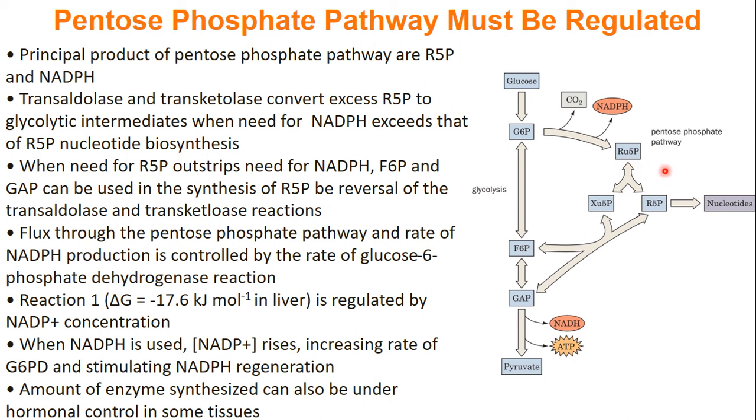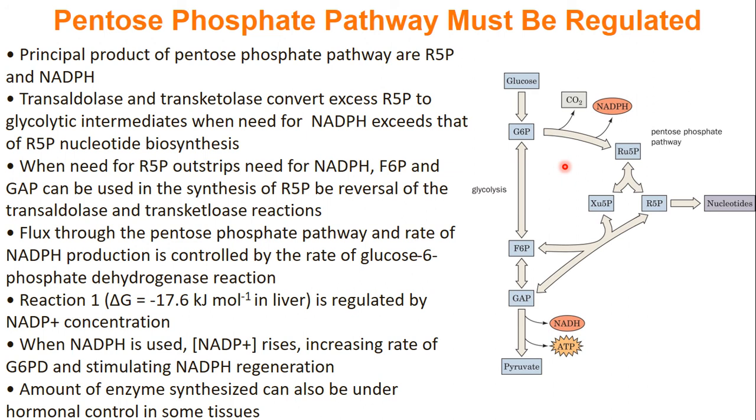However, if we really need to make nucleotides, this F6P and GAP can then just be recycled, as is what's being shown here. So R5P will be made into nucleotides. This XU5P can just be recycled to make F6P and GAP, which can go back to make G6P, which can be made to Ru5P. So we can keep making nucleotides by just doing this cycle. And really the flux of how we go through this pentose pathway and the rate of NADPH production is controlled by the glucose 6-phosphate dehydrogenase reaction.